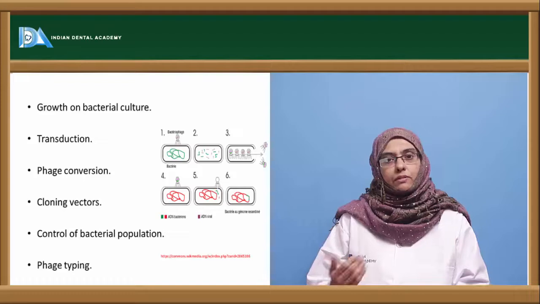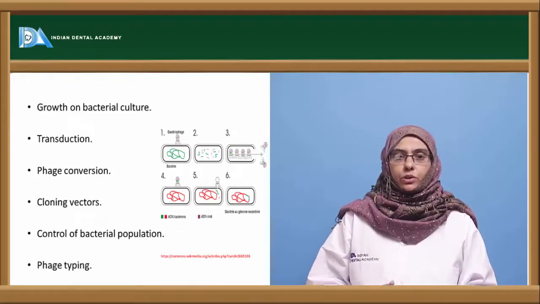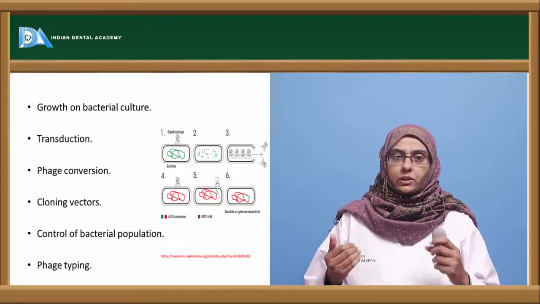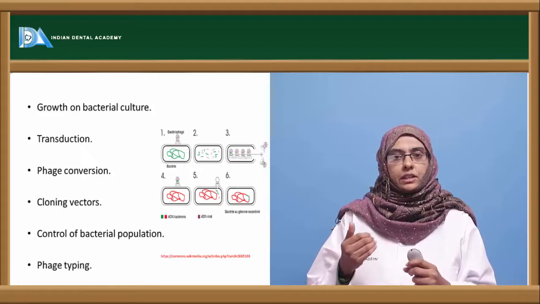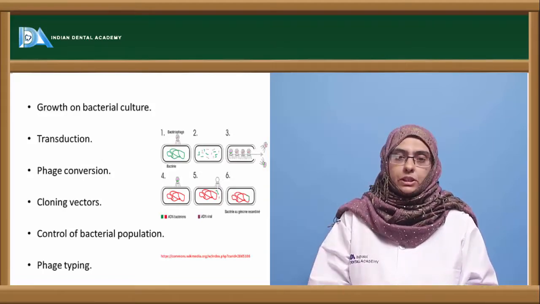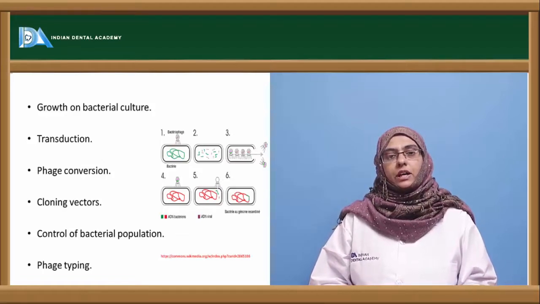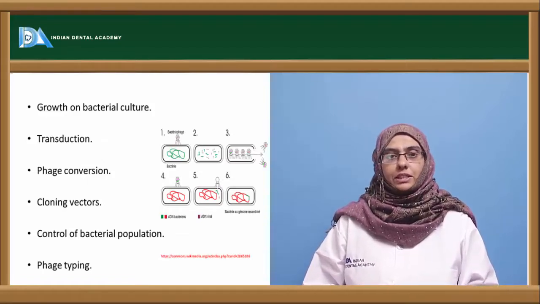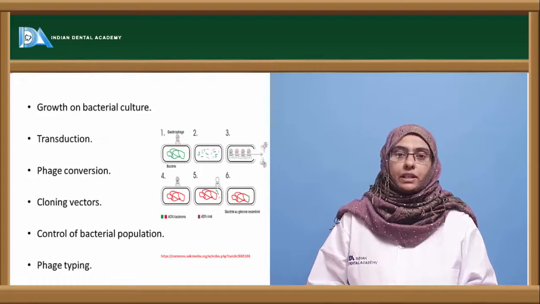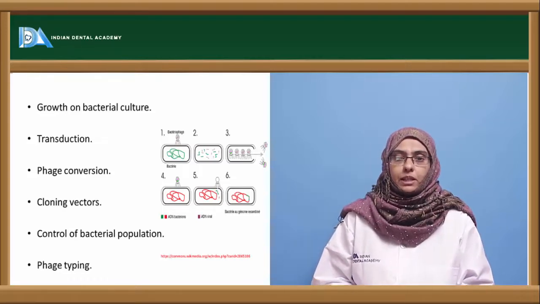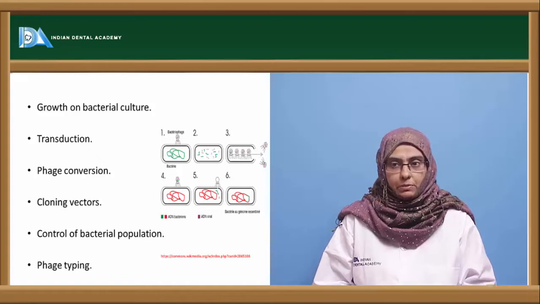The integration of the viral nucleic acid into the host chromosome causes phage conversion and gives certain important properties to the host cell. The next important function of bacteriophages is that they can be used as cloning vectors or cloning vehicles in recombinant DNA technology or genetic manipulations.